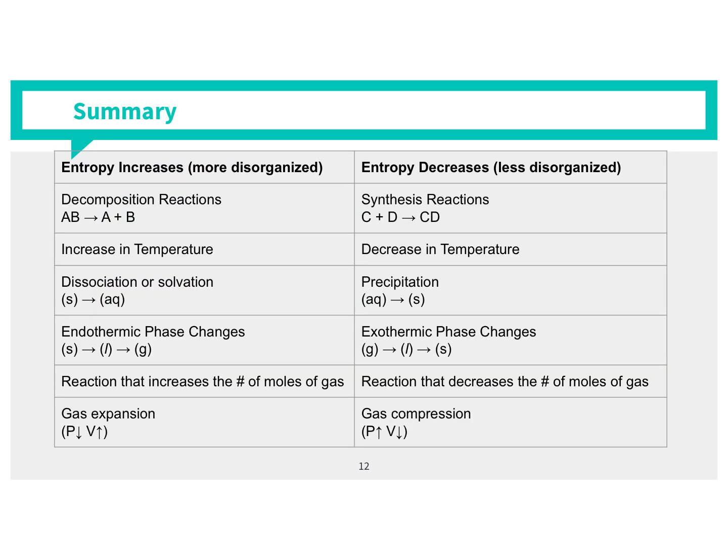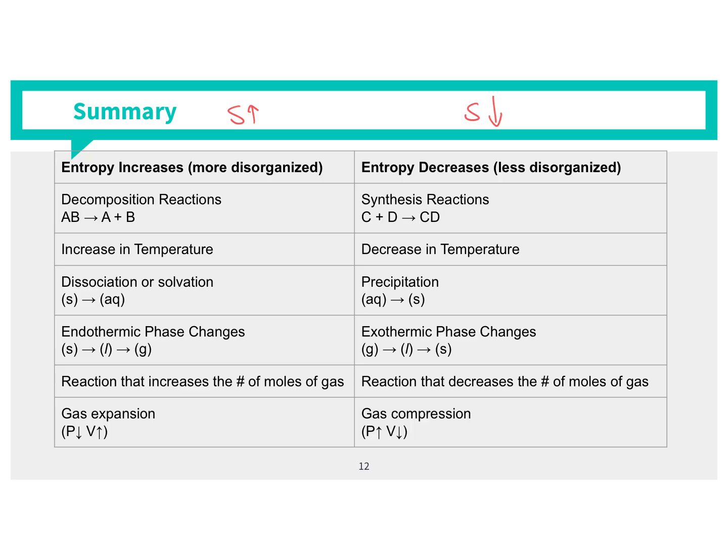And now here's a big summary if you want to take down these notes for yourself or refer to it when you're doing practice problems. On our left here, we have entropy increases. On our right, we have entropy decreases. So decomposition reactions, increasing temperature, solvation, dissolving something, a phase change that's endothermic, solid to liquid to gas, a reaction that increases the number of moles of gas, or gas expansion, P goes down and V goes up. All of those will increase your entropy.